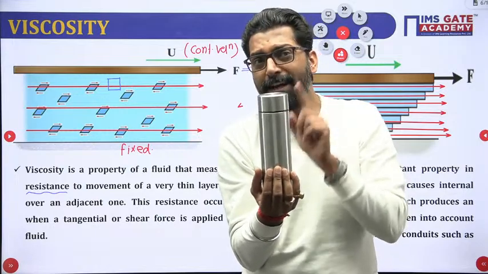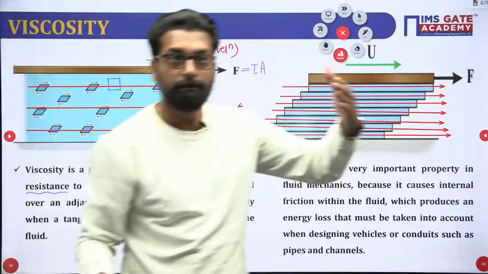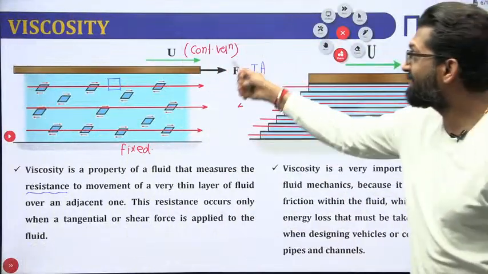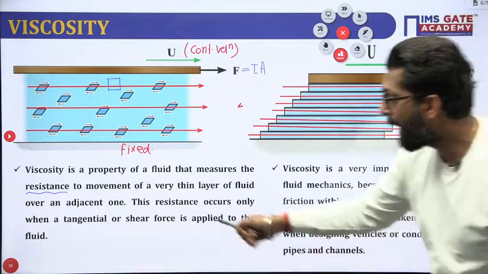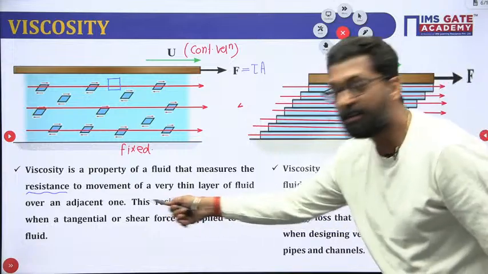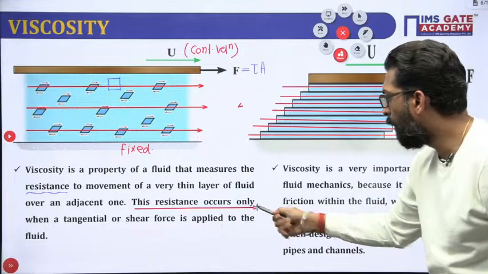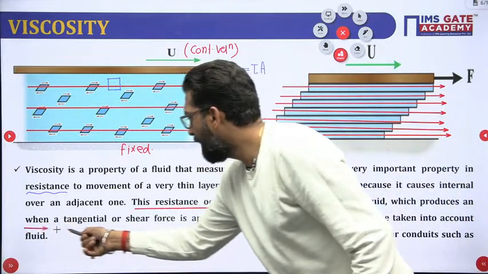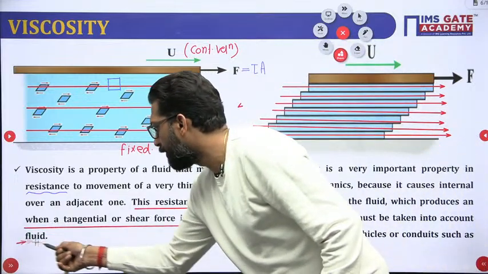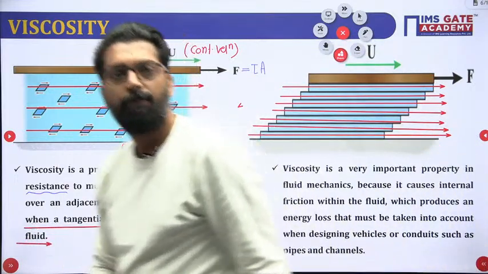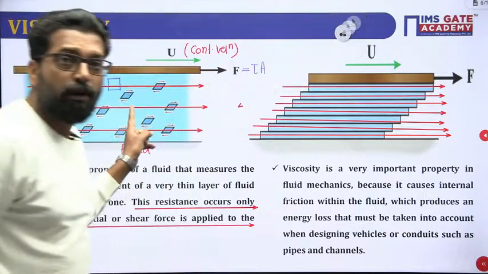When the resistance is introduced, there must be a defined viscosity. That means when the shear stress is zero, you cannot define the resistance. This resistance occurs only when a tangential shear force is applied to the fluid. This is a very important line. Now, how to quantify this?